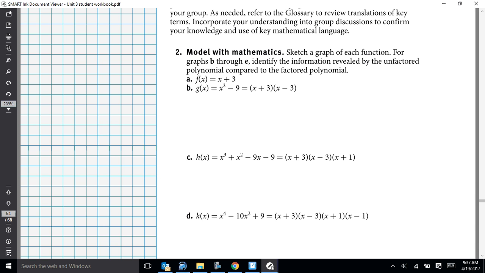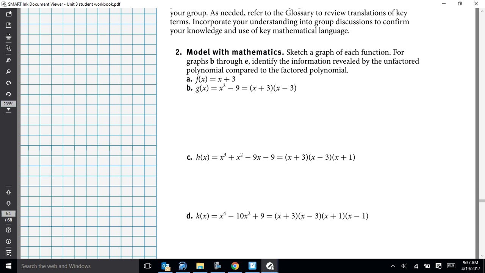Now for B, we have g of x equals x squared minus 9. So in this form, what does this tell us? What's our y-intercept? Negative 9. And then our x squared, what does that tell us about our end behavior? They're both going up, right? Because it's positive and it's a square, so we know both ends are pointing upward. So that tells us a bit of information.